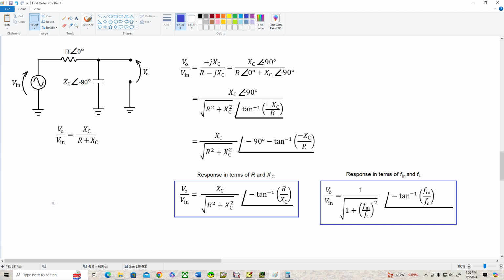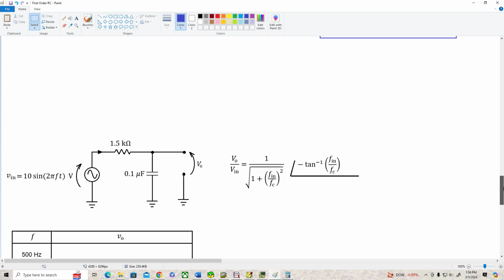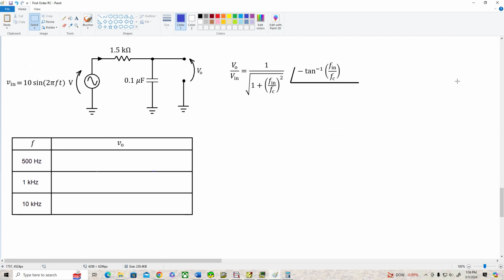All right, so this is the first equation I derived, gives us the response in terms of R and X sub C, and we can also convert it into a response in terms of Fn, the input frequency, and the critical frequency. All right, let's apply this equation now to an actual circuit. On the next page here, I've got a first order RC section driven by a 10-volt peak sine wave with an indeterminate frequency, but what we're going to do is just figure it out for these three different frequencies. First let's find our critical frequency.